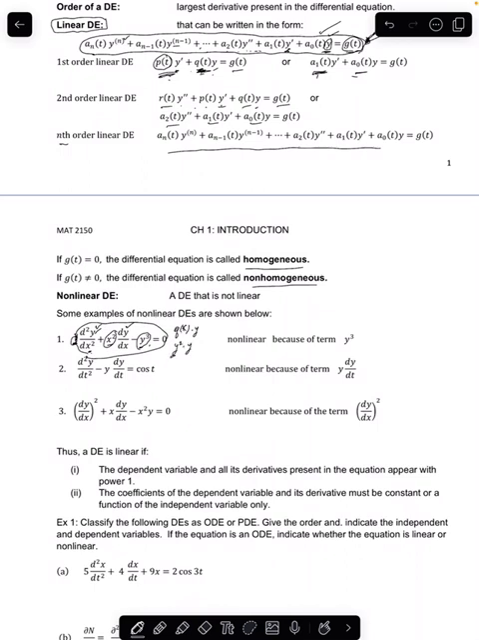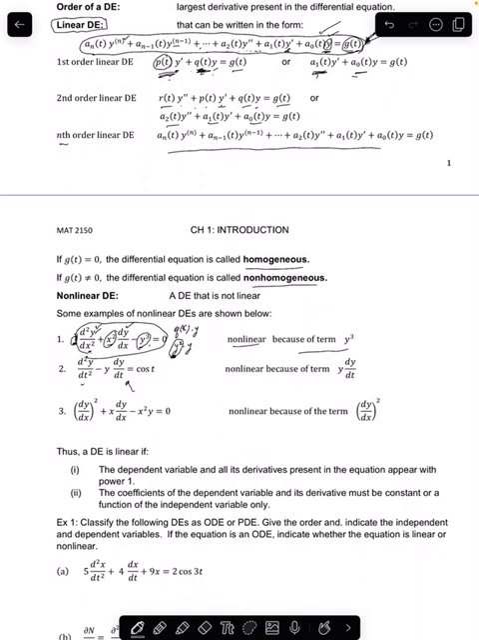So this is the culprit. This is the function, or this is the expression which is making the equation non-linear. So we say this is non-linear, and the reason is because of this term. Okay, looking at the next example, number 2 here.